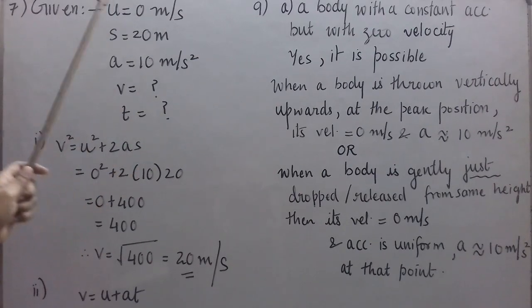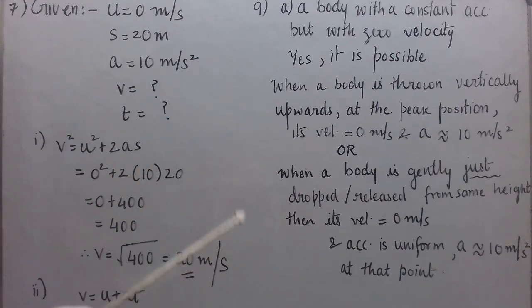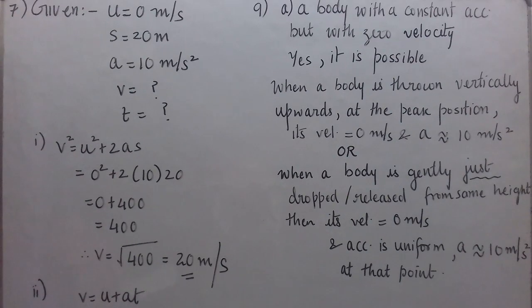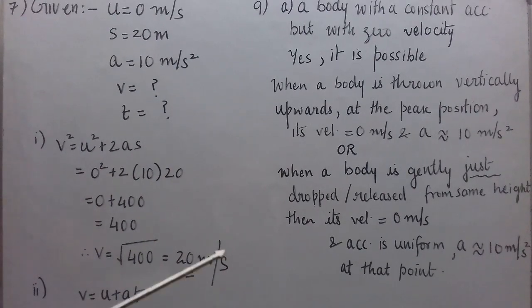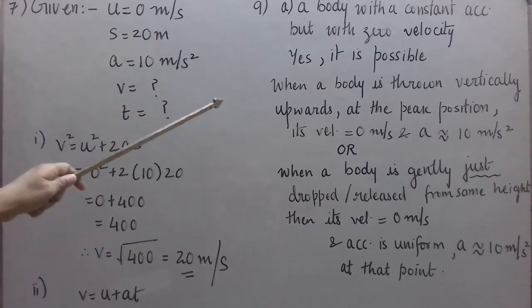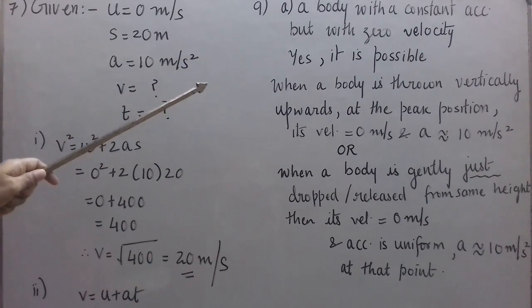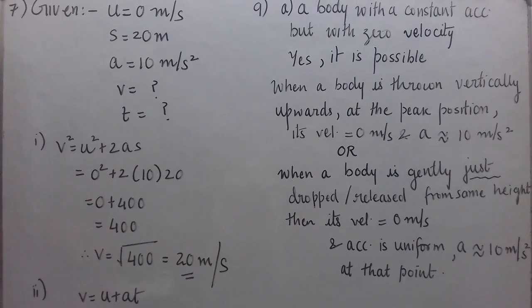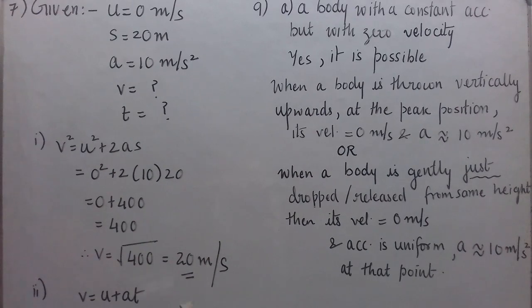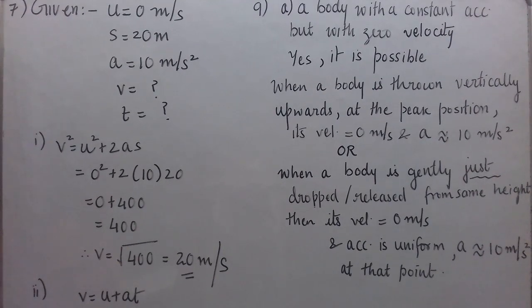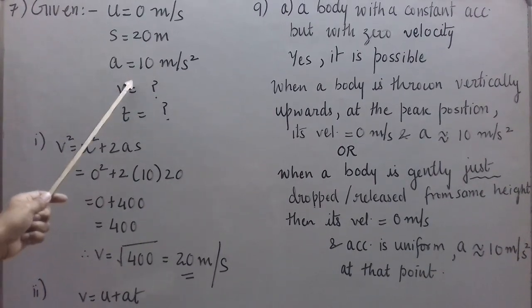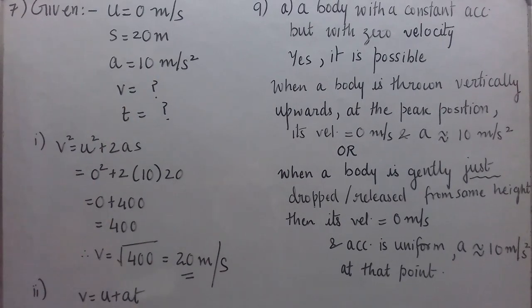So this is also one example, and similarly we can write when a ball is thrown in the vertically upward direction. What happens? Velocity decreases first, and at the peak position velocity becomes 0 and then it falls down. For the entire motion, in that case also, it is considered to be a case of uniformly accelerated motion with acceleration approximately 10 meter per second square in the downward direction.